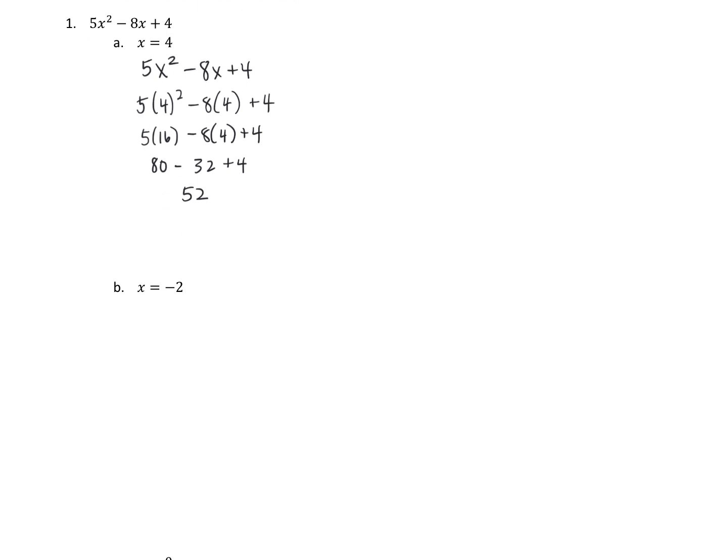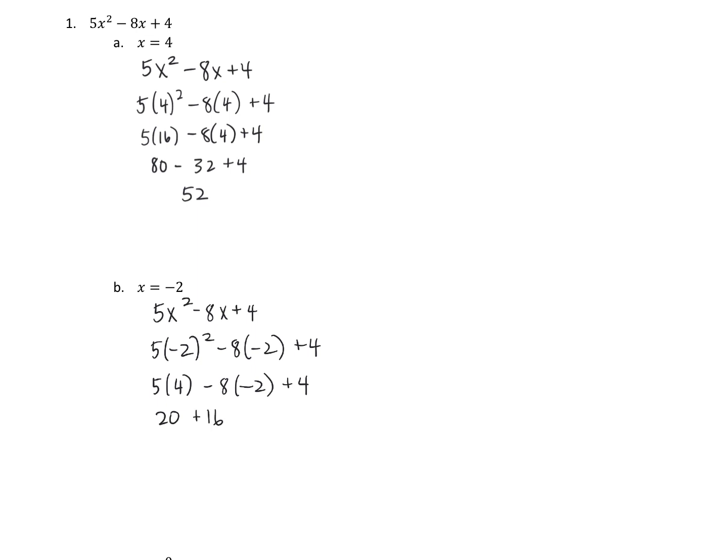Part B, we want to use the same expression, so 5x squared minus 8x plus 4, but this time we're asked to plug in a negative 2. So I'm going to plug in a negative 2 everywhere I see an x, and then simplify. So negative 2 squared is a positive 4. So I'm taking care of the exponents first. I will then multiply. So I have 20 plus 16 plus 4. And when I add those things together, I get 40.